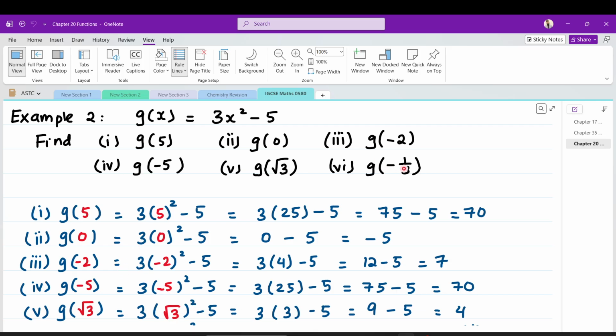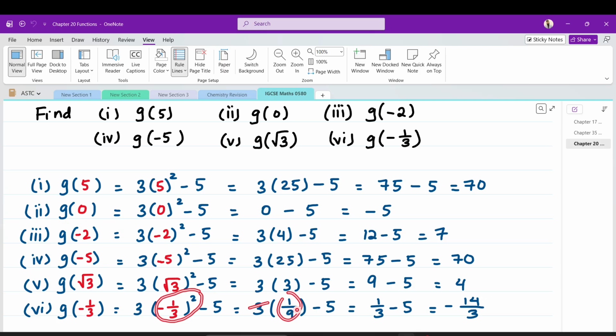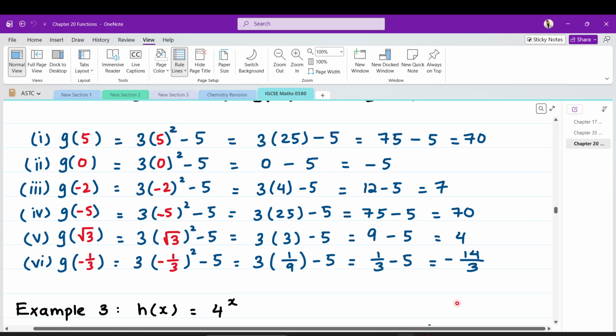Then we have g of minus 1 upon 3. So we plug in the value of minus 1 upon 3. So the square of minus 1 upon 3 is 1 upon 9. Then this 3 cancels with this 9. So here you have 3 left. So 1 over 3 minus 5. That gives us minus 14 upon 3. That was example number 2.